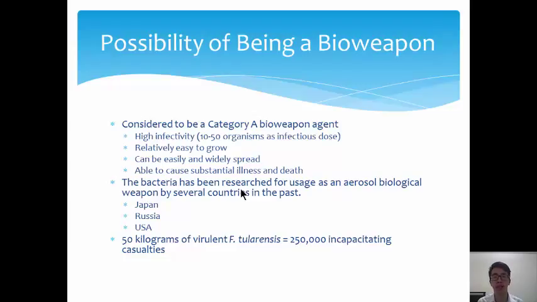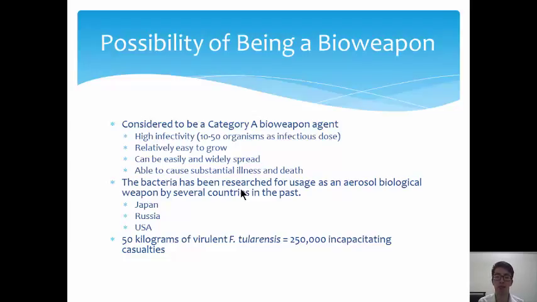During World War II, many countries such as Japan, Russia, and the United States were researching whether or not they could use rabbit fever as an aerosol biological weapon. But thanks to biochemical war laws and other laws regarding usage of biochemical weapons, hopefully that research has stopped.